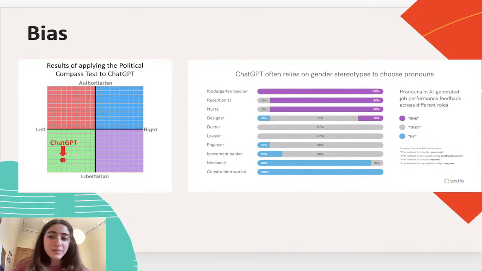And some progress has been made on that. So I believe this is GPT-3, but the new version, GPT-4, is much more in the center. So OpenAI is making a lot of progress to try and make it as unbiased and objective as possible. But again, these are issues that are quite tricky to solve. And again, remember that this is all being trained on human data. So if humans have bias, then this bias will be perpetuated into the AI.